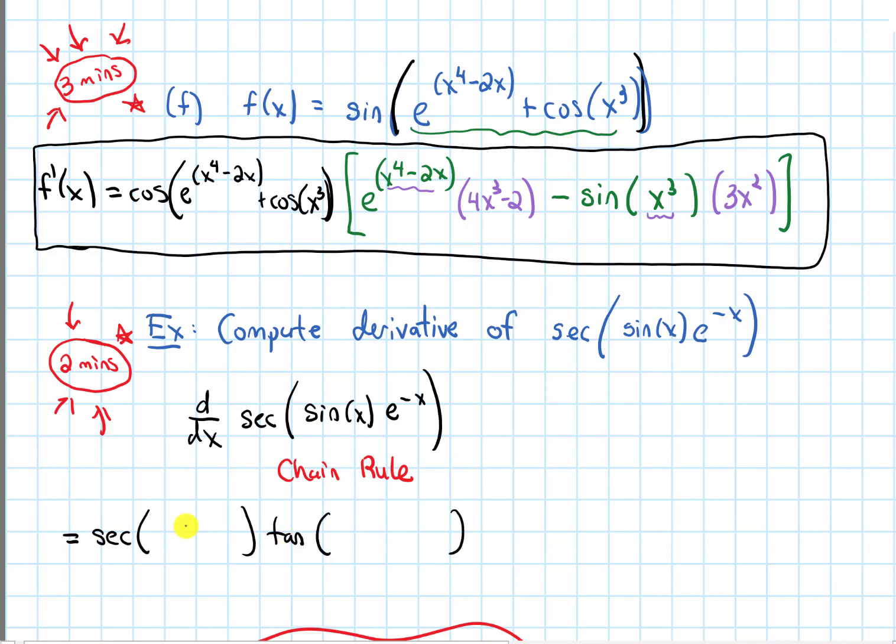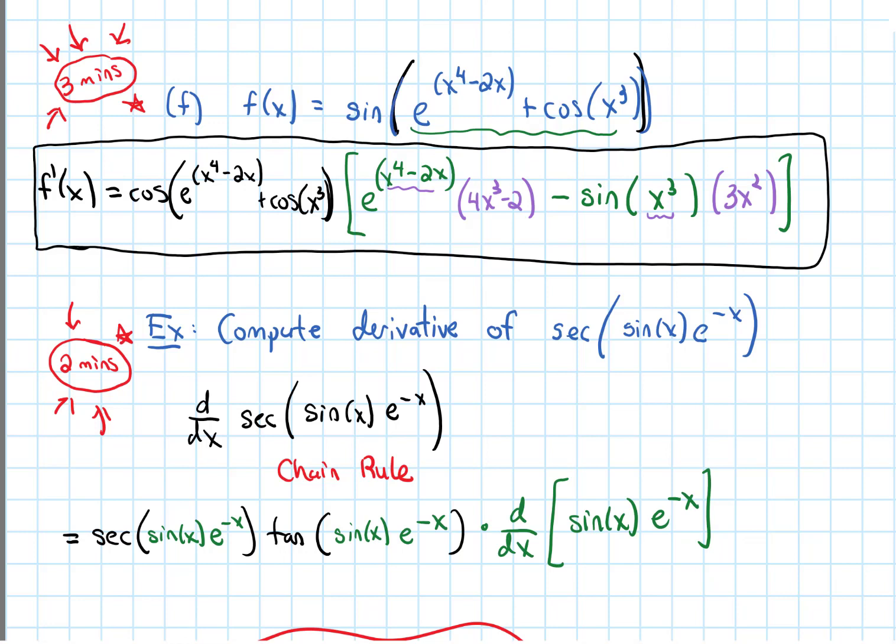But instead of just writing secant x, tangent x, the chain rule says, okay, when you do that derivative, keep plugging in the same inside thing, which is sine x times e to the negative x. In here as well, because this is just part of the derivative, keep plugging in the same inside thing. But then we do the chain rule step, in which we now multiply with the derivative of the inside thing. Derivative of sine x e to the negative x.